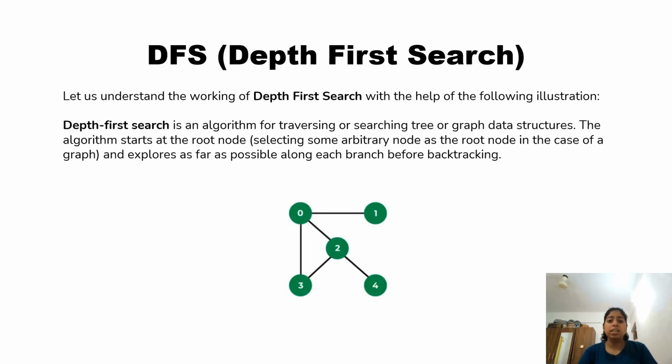Now, let us understand the working of depth first search with the help of the following illustration. Depth first search is an algorithm for traversing or searching tree or graph data structure. The algorithm starts at the root node. We can select some arbitrary node as the root node in case of a graph and explores as far as possible along each branch before backtracking.